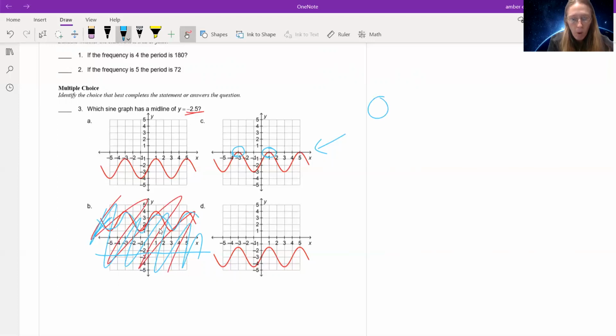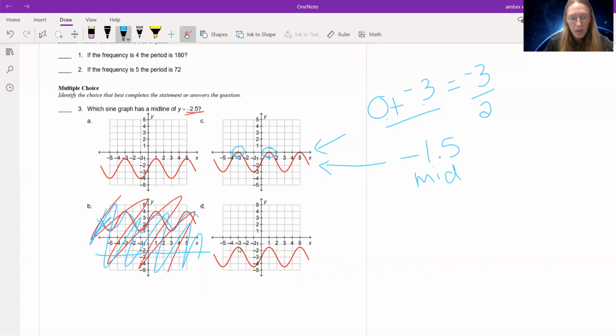The minimum Y value, down here, my pointer's not working. I think my computer's doing silly things. But the minimum is at negative 3. So if I add those two together, I get negative 3. Since I want to find the average and I added two numbers together, let me divide by 2. So I get negative 1.5. That's the midline of this one, negative 1.5. That's not what we're looking for.